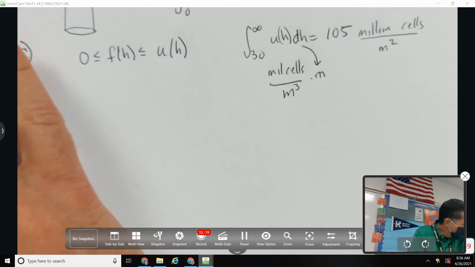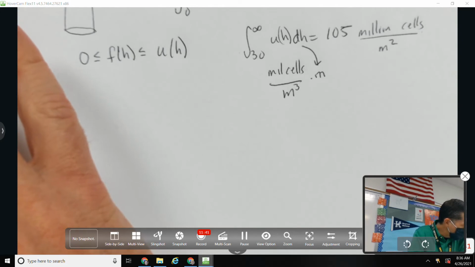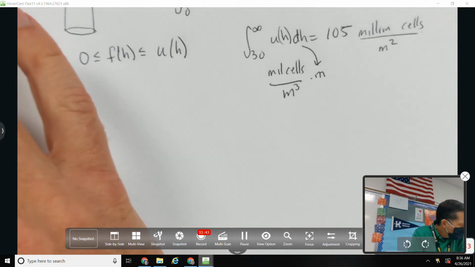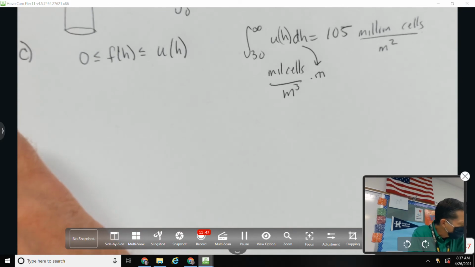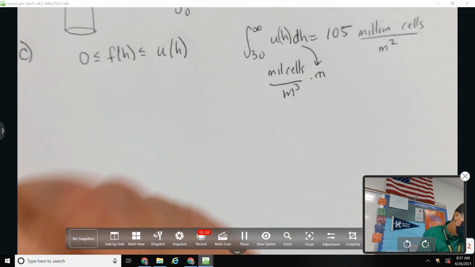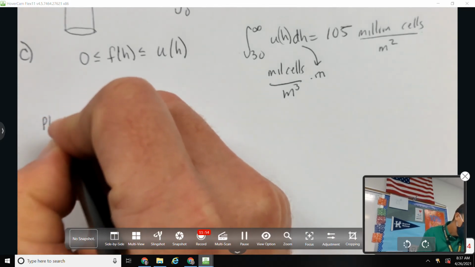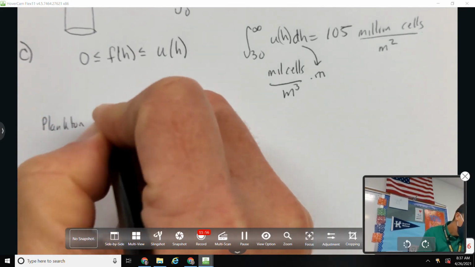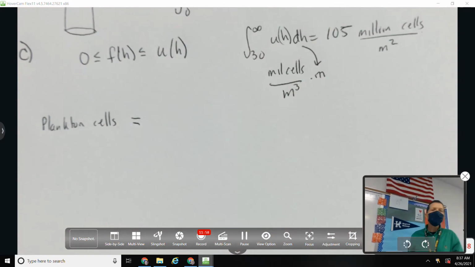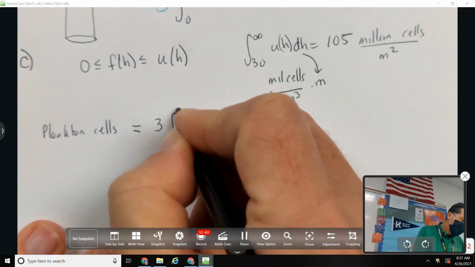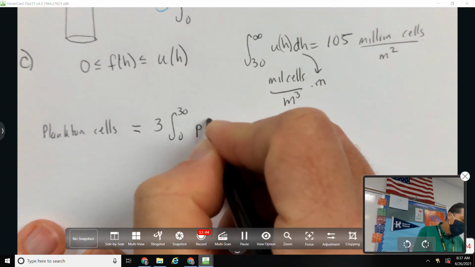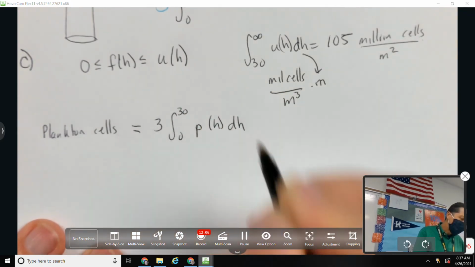The column of water in part B is k meters deep, where k is greater than 30. Write an expression involving one or more integrals that gives the number of plankton cells in millions in the entire column. Okay, well, we already found the 0 to 30 cells. That was 3 times the integral from 0 to 30 of P of H dH.